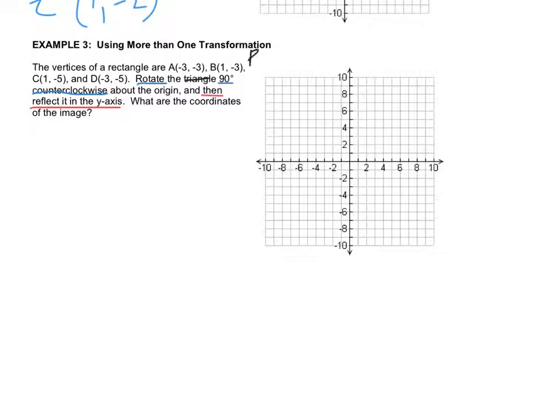It does say rotate the triangle, which it's actually not. It is a rectangle, and I know that because there are 4 vertices, not just 3, so that's a mistake. Pause the video, plot these points, and then we'll see where it goes from there. So there's our rectangle, ABCD.